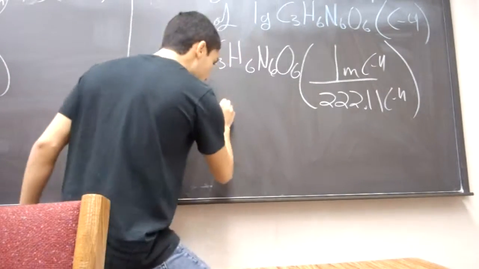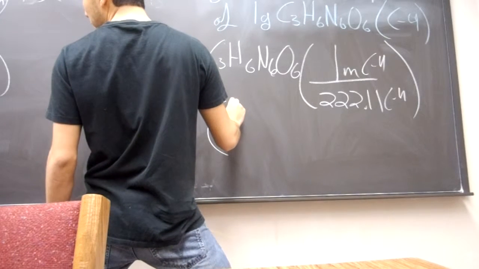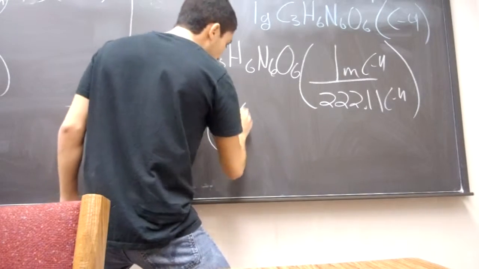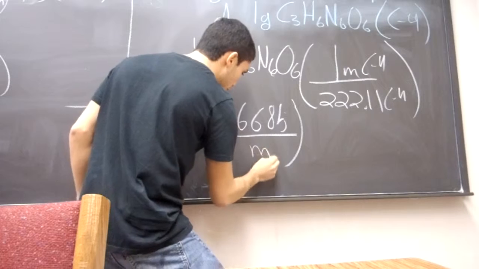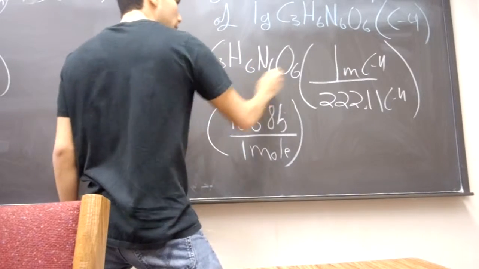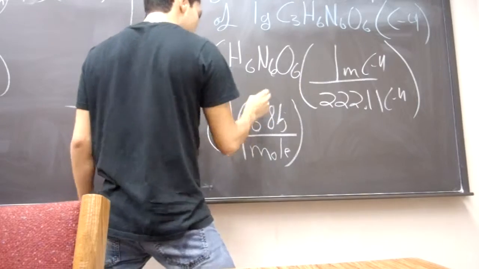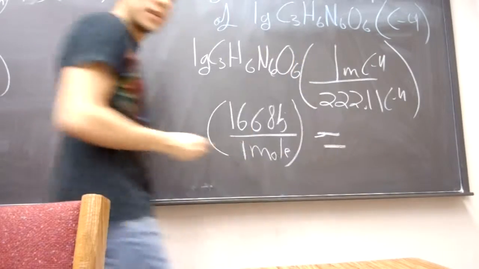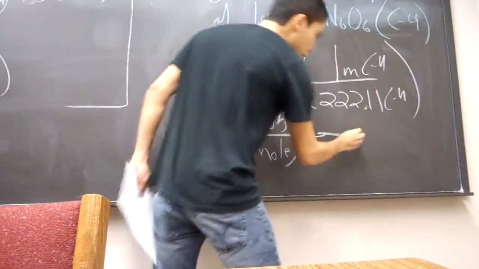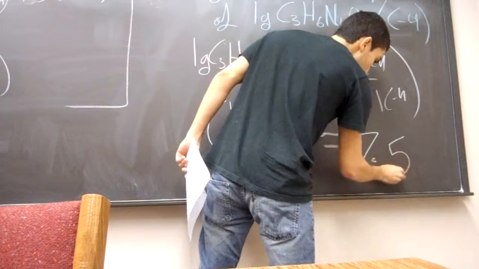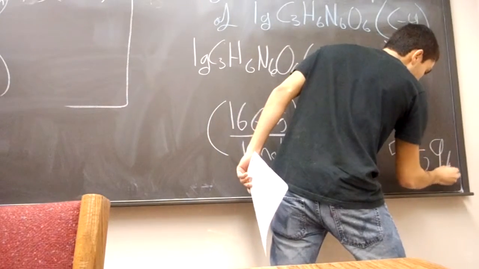Now we use our previous value that we found for enthalpy, 1,668 kilojoules per mole. Multiply these two, and that will result in 7.509 kilojoules per mole.